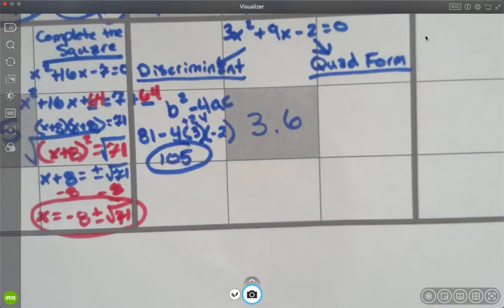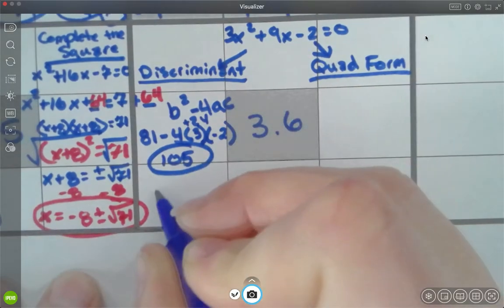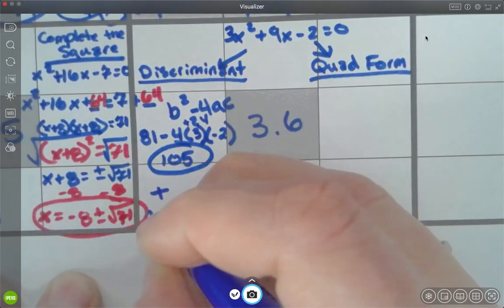Okay, now imagine that 105 is underneath of the square root. How many solutions am I going to have? You're going to have 2. Why are you going to have 2 solutions? Because it's a positive number. Yes, okay, but where do the 2 solutions come from? From one positive square root of 105 and negative square root of 105, plus and minus, right? Plus and minus is 2 solutions. So if it's a positive number, you will have 2 solutions.